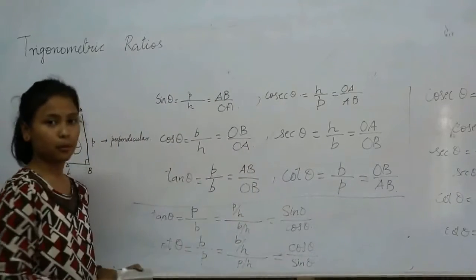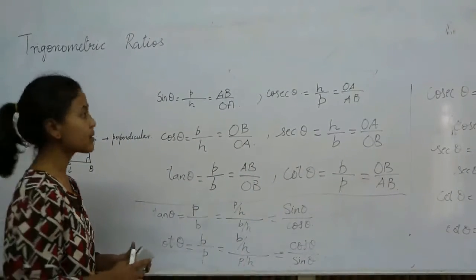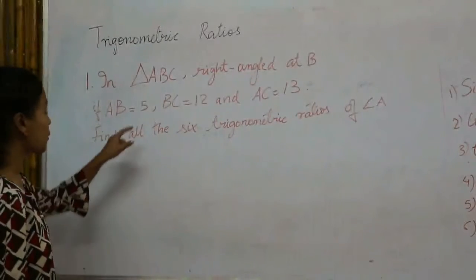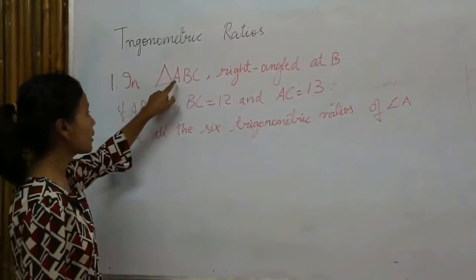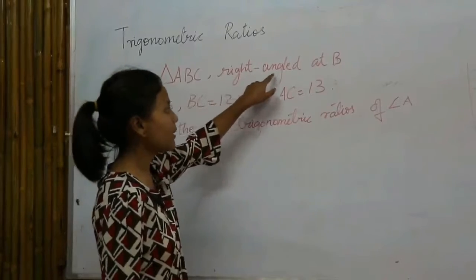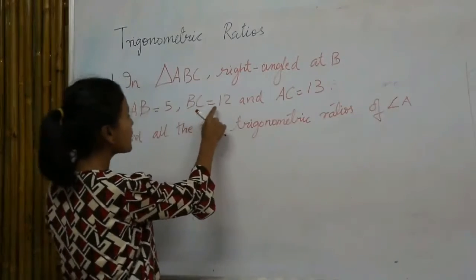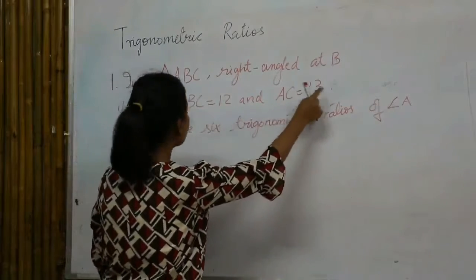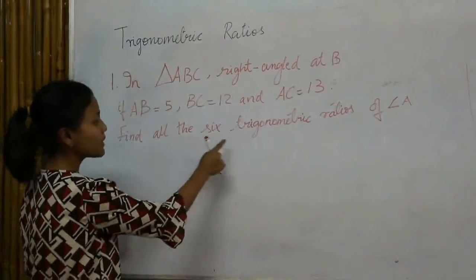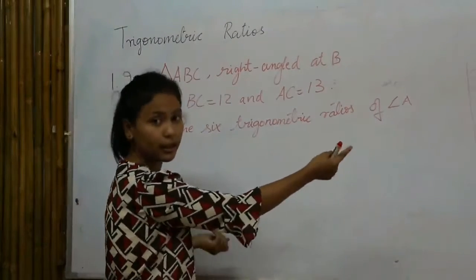So we got this formula. Let us do some exercise. The question says, in triangle ABC, right angle at B, if AB is equal to 5, BC is equal to 12 and AC is equal to 13, find all the 6 trigonometric ratios of angle A.